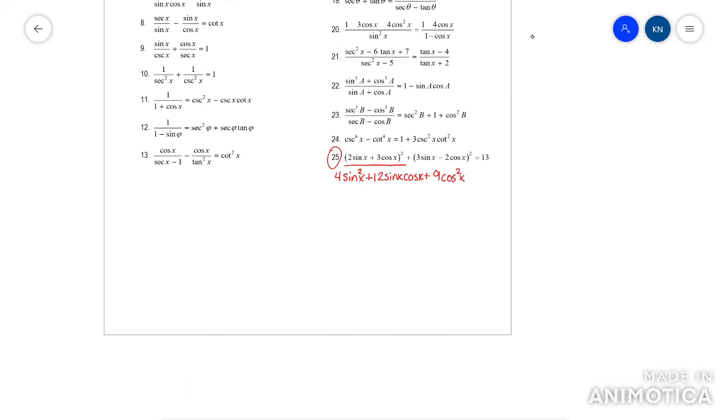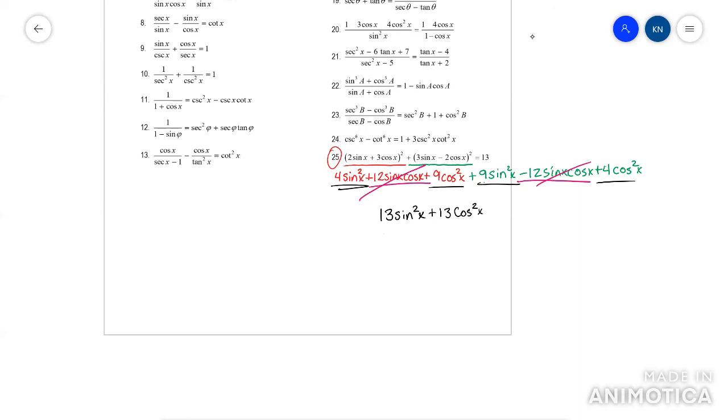I'll do the other one in a different color. And if you FOIL this part out, you'll get plus 9 sine squared minus 12 sine cosine plus 4 cosine squared. Okay, well, notice that you have a plus 12 sine cosine minus 12 sine cosine. Those are going to cancel. And so all that's going to leave you with, I've got 4 sine squared and 9 sine squared. That makes 13 sine squared. And then I've got 9 cosine squared and 4 cosine squared. So that's going to make 13 cosine squared.